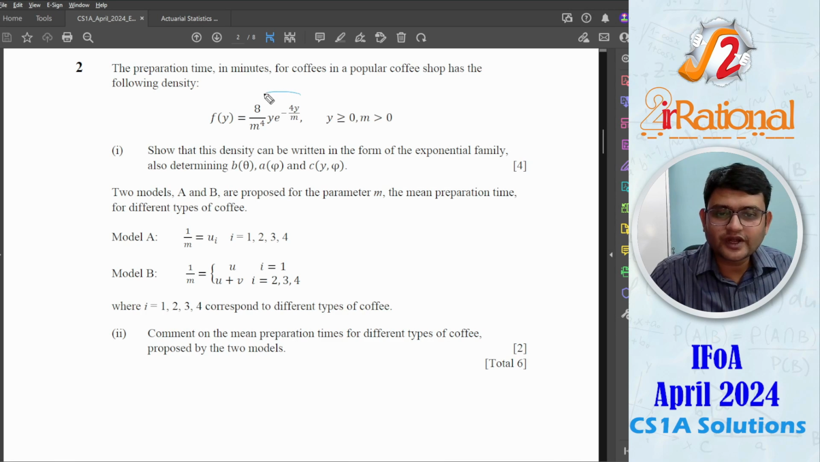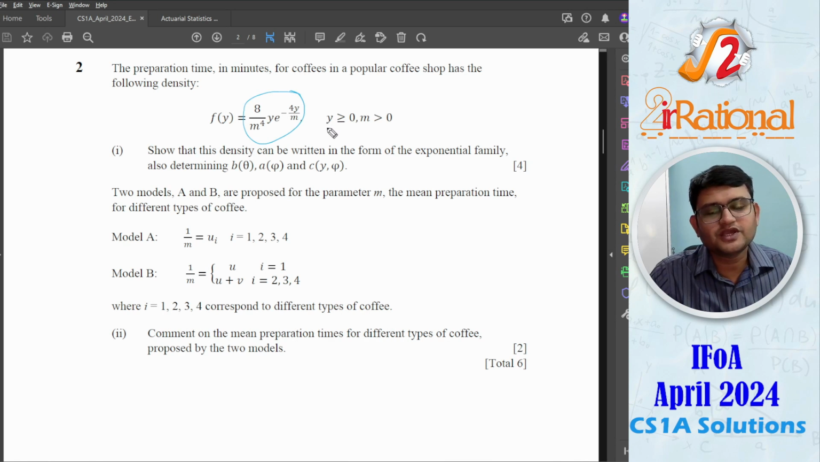If you were able to identify that this PDF seems to be very similar to a gamma distribution, then making the exponential family becomes very easy. Let's see the second part.